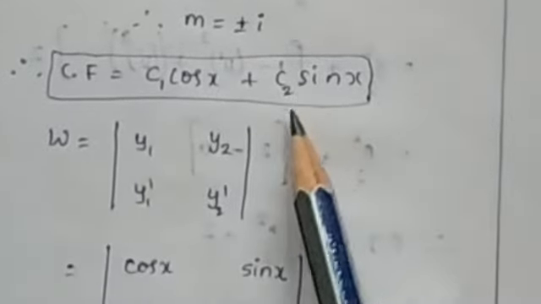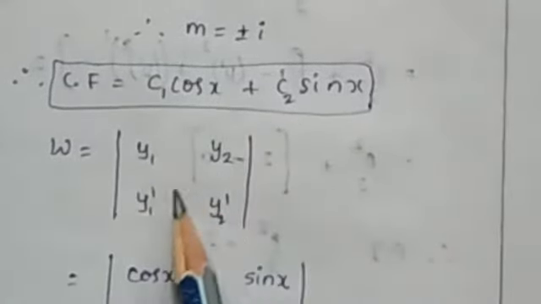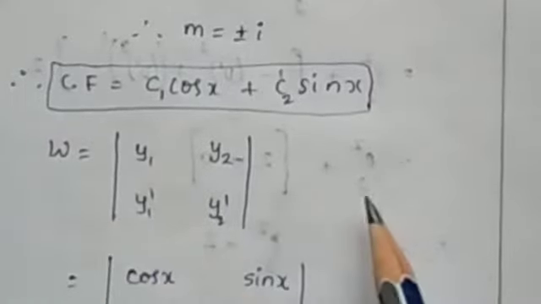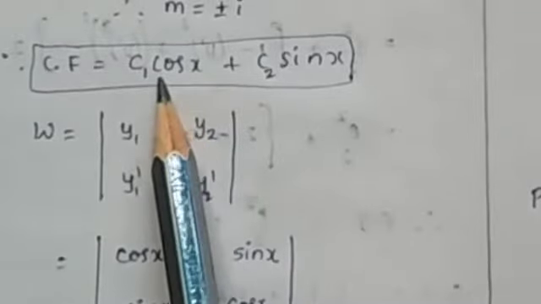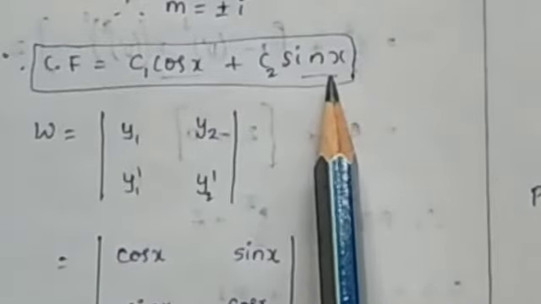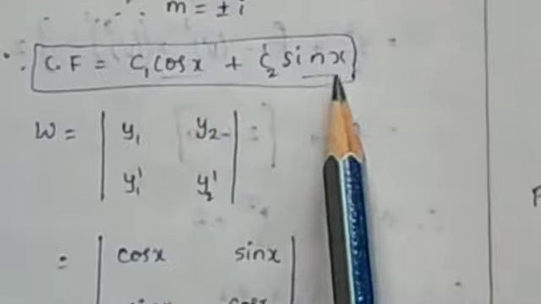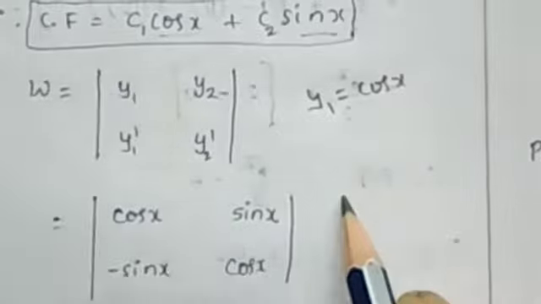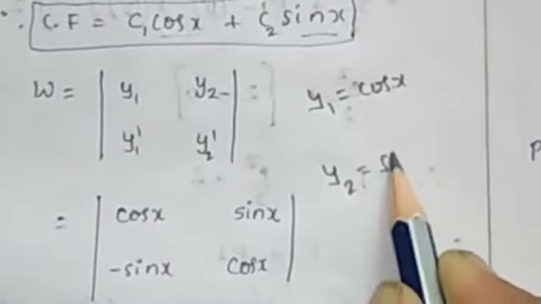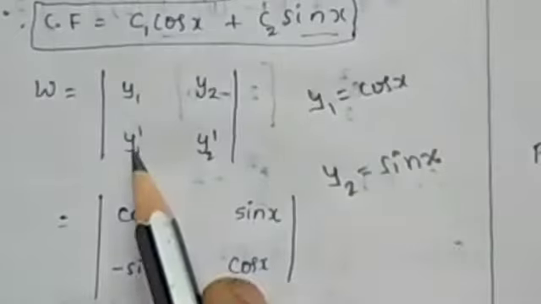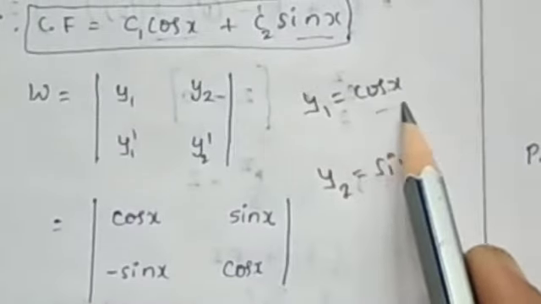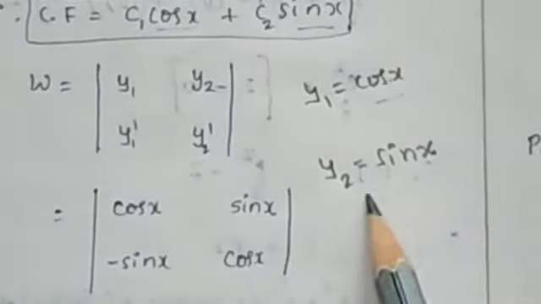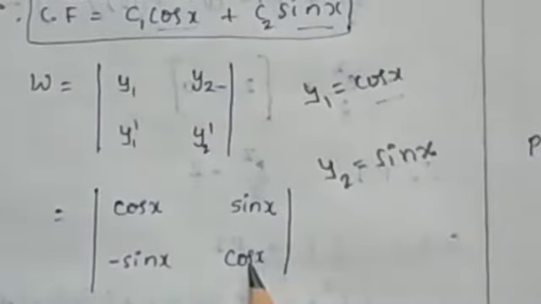Then we find the Wronskian of y1 and y2. So W is equal to the determinant of y1 y2, y1 dash y2 dash. What is y1? y1 is cos x and y2 is sin x, as it is of the form c1 y1 plus c2 y2. y1 dash is the differentiation of this: cos x differentiation is minus sin x. y2 dash is the differentiation of y2: sin x differentiation is cos x.